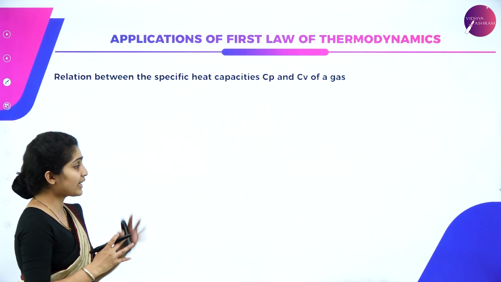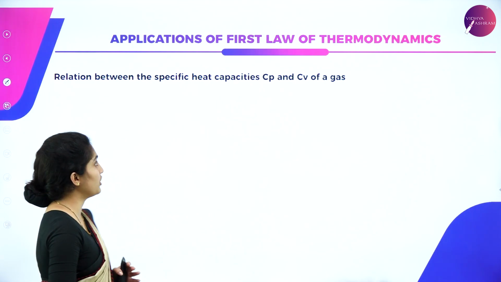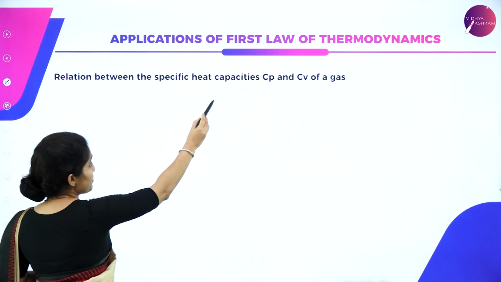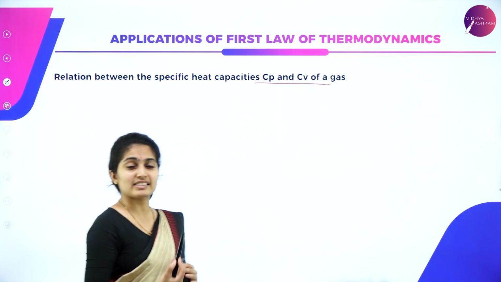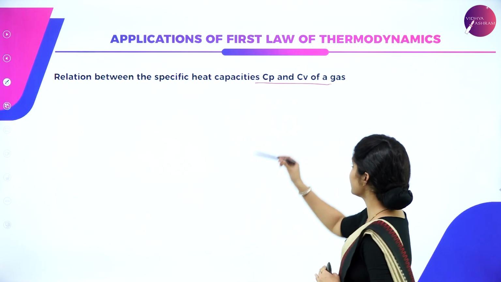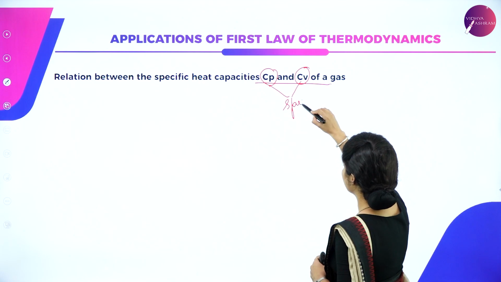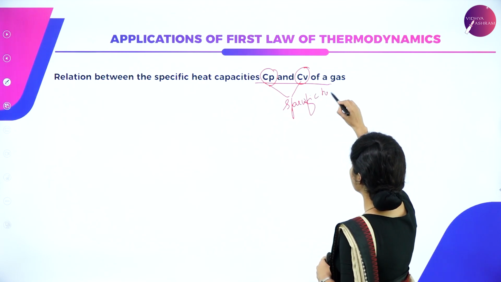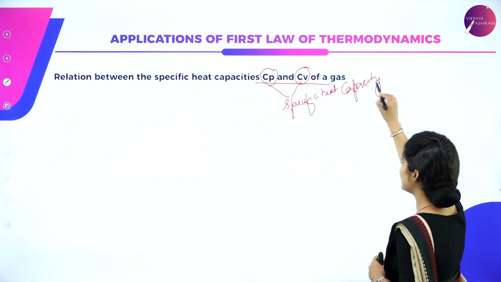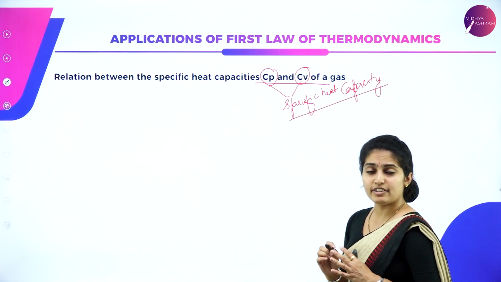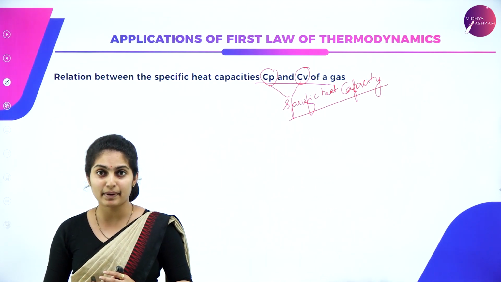Now, let us see the applications of the first law of thermodynamics. The first application turns out to be the relationship between Cp and Cv. So what are the Cp and Cv of a gas? Cp and Cv are both the specific heat capacity of a gas. And we have studied in thermal properties of matter what the specific heat capacity of a gas is.